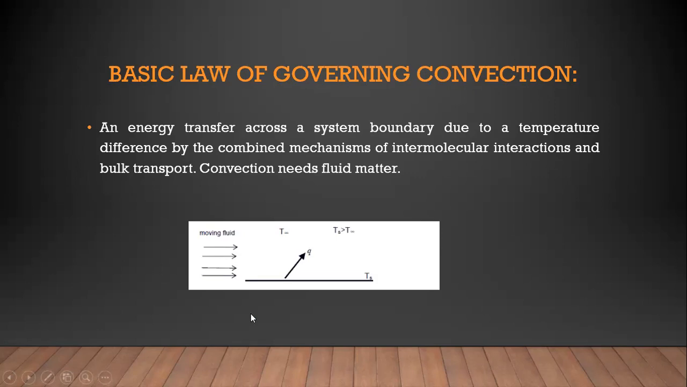Now, the basic law governing convection, the next mode of heat transfer. So conduction we have seen. Now the second one is convection. The energy transfer takes place across the system boundary due to the temperature difference, by a combined mechanism of intermolecular interaction and bulk transport. Convection needs a fluid medium. So the heat transfer takes place between the rigid wall and the fluid medium.